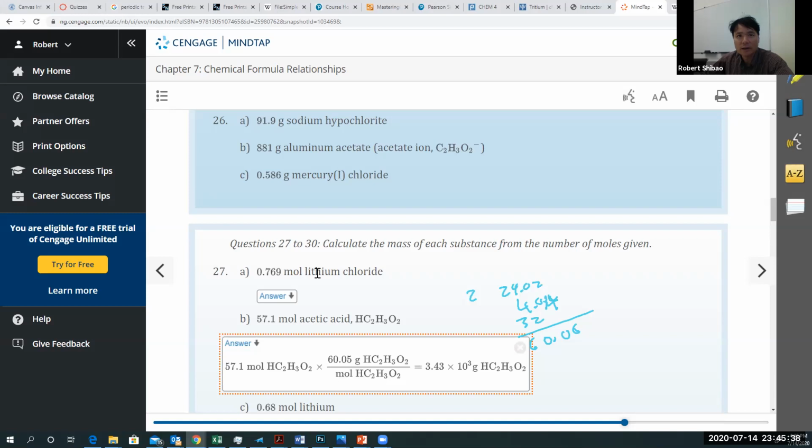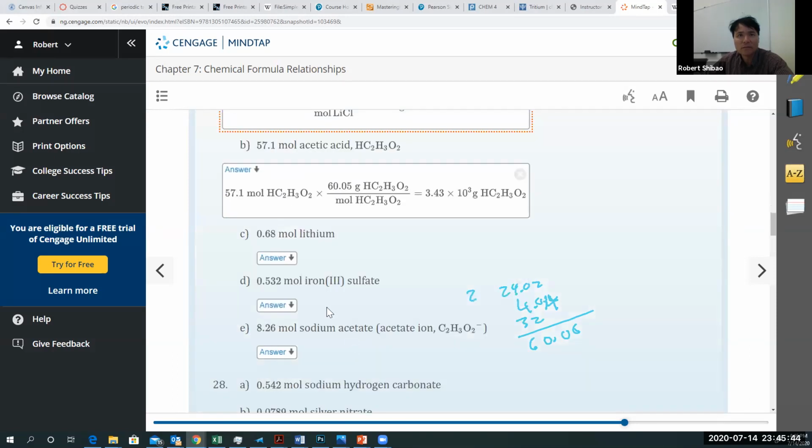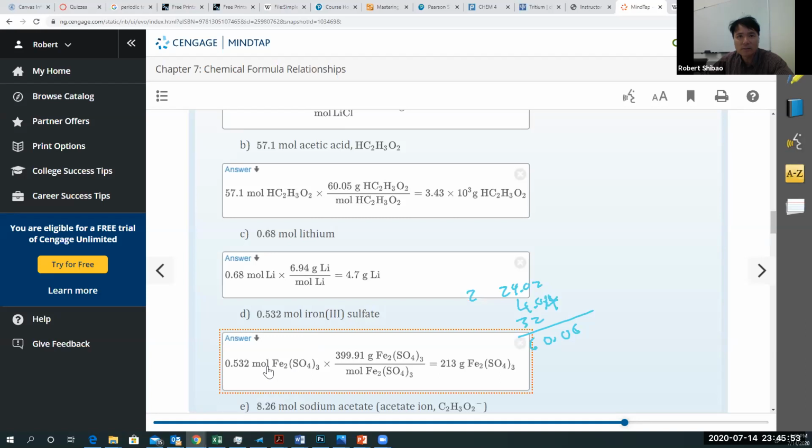Lithium chloride, lithium's 6.9 something. Chlorine's 35.45, so we'll do that. Lithium, 6.94 grams per mole, mole to gram conversion. Mole to gram conversion is common. Mole to gram conversion, we need the molar mass for that.